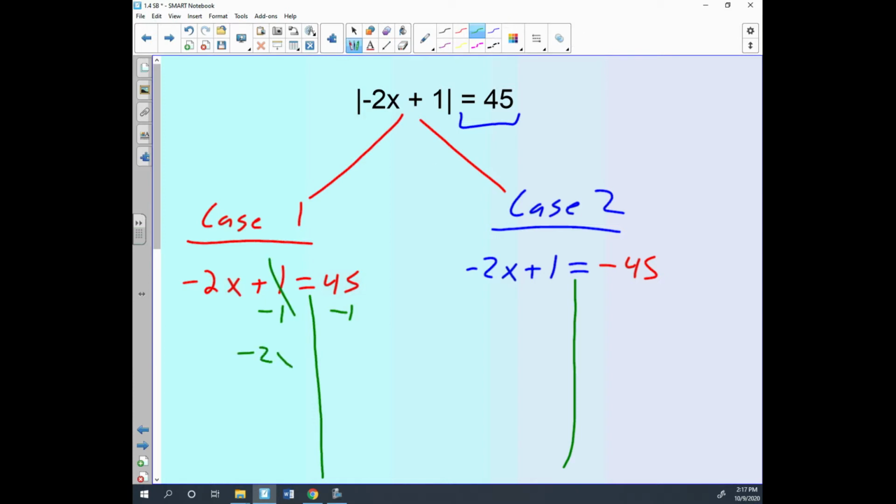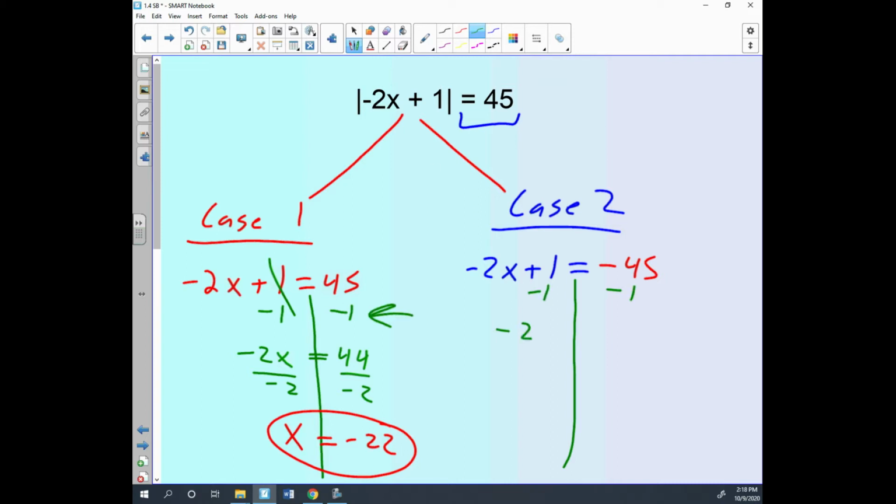I'm going to get negative 2x equals, in this case, 44. So when I divide by -2, I'm going to get x equals negative 22. Okay? And over here, the same steps that I just did, but it's going to be negative 2x equals negative 46. And when I divide by -2, I'm going to get x equals positive 23.